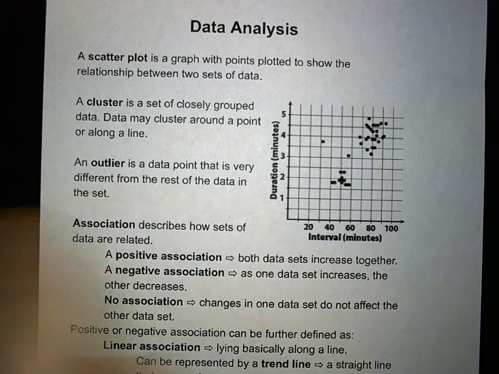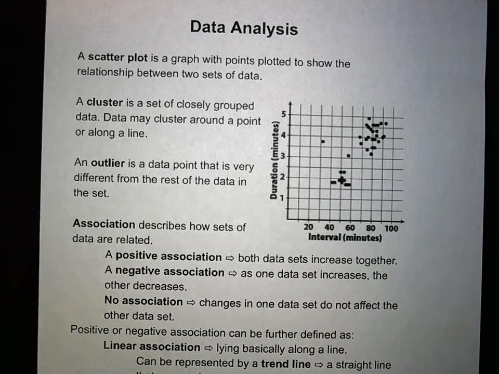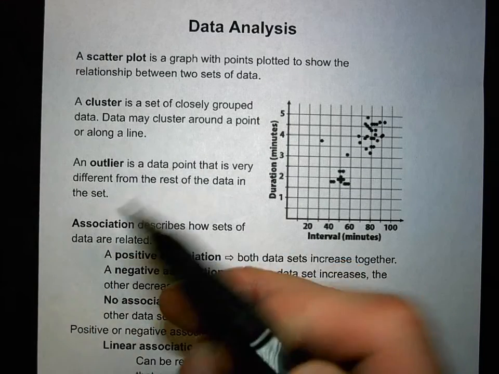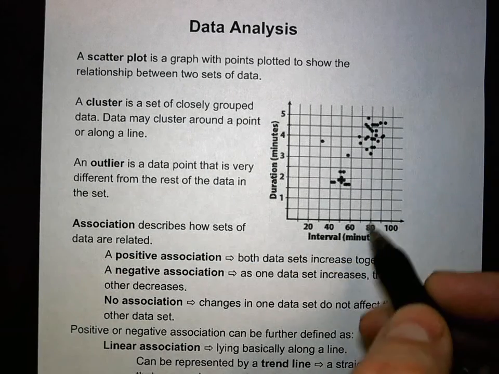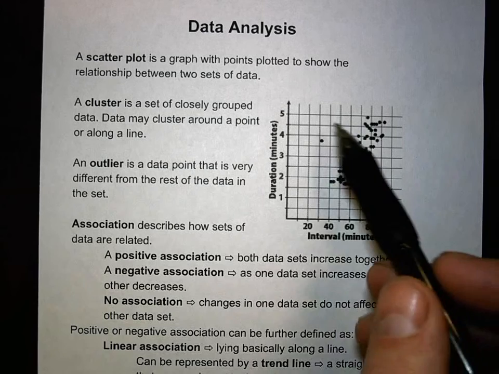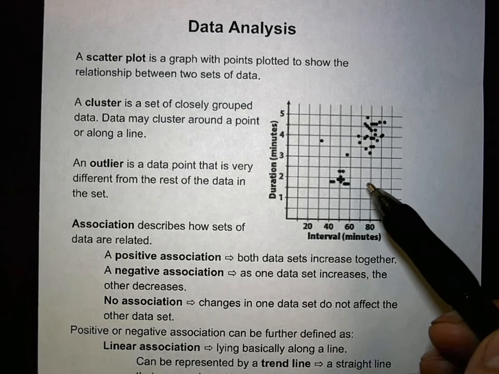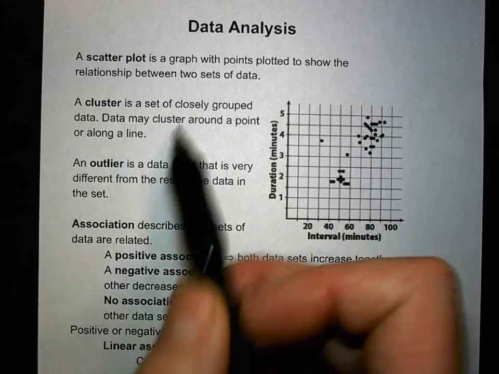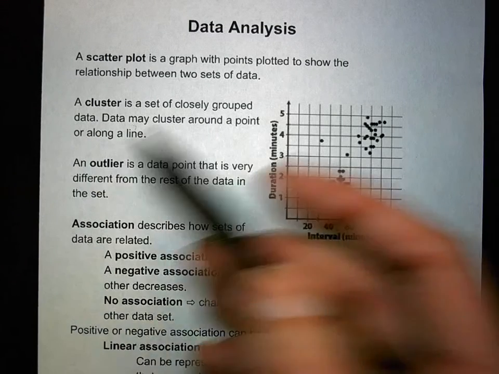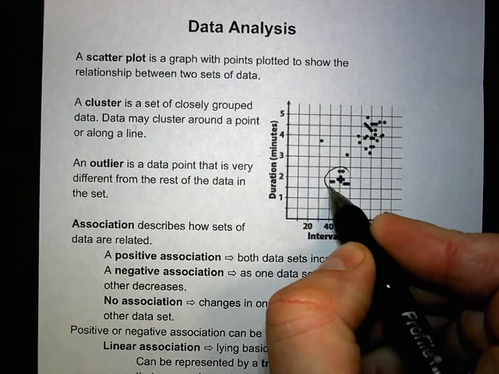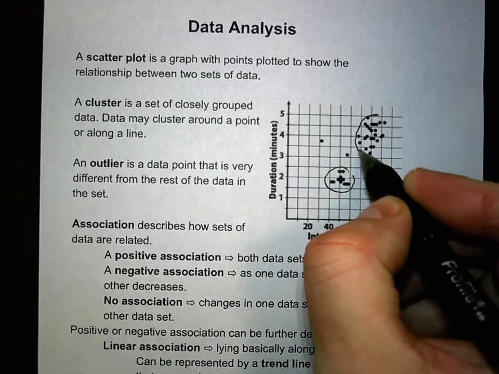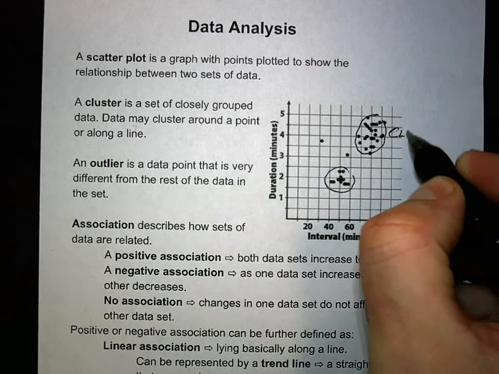So this first one is really just an intro to it. So here is a scatter plot. We've plotted a bunch of points, and you can look at this scatter plot and see some stuff. So a cluster is a set of closely grouped data. This is a cluster. This is also a cluster. So these two are clusters.